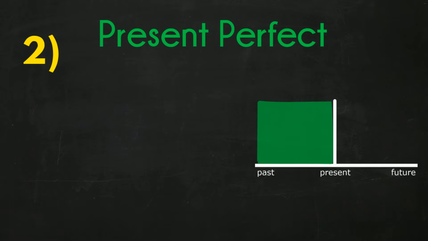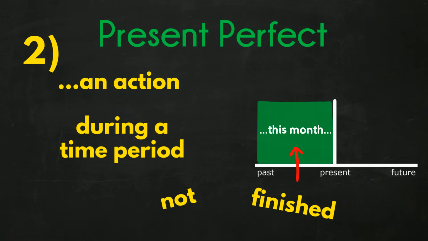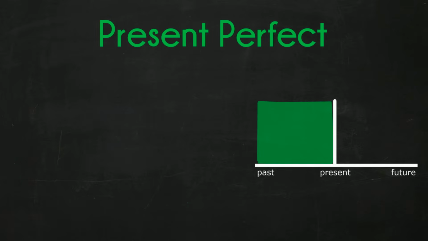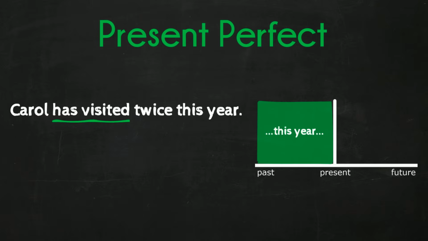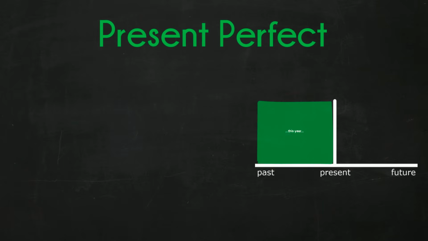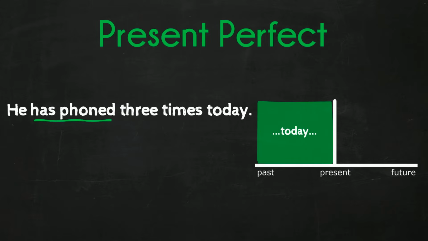We also use present perfect to describe an action that has occurred during a time period that has not finished. For example, this month, so far, today. Carol has visited twice this year. This year's not finished yet. She might visit again. He has phoned 3 times today. Today's not over, so present perfect is used.